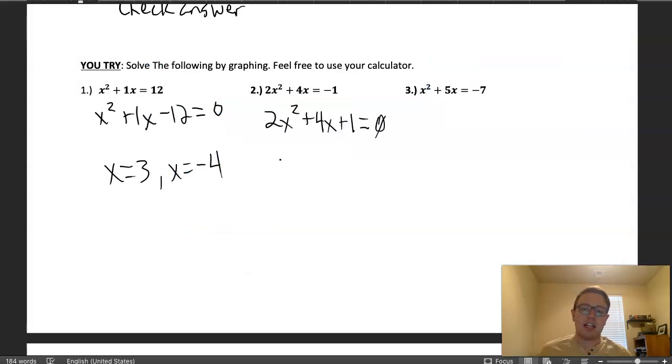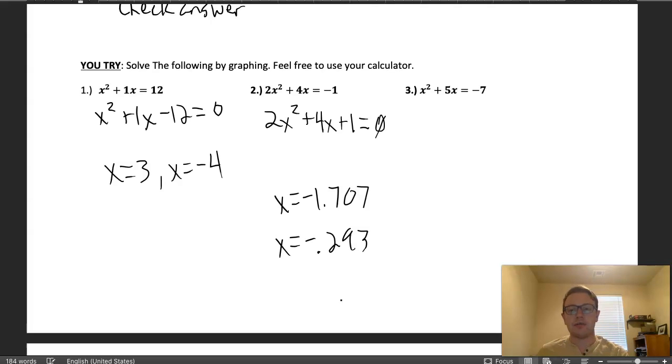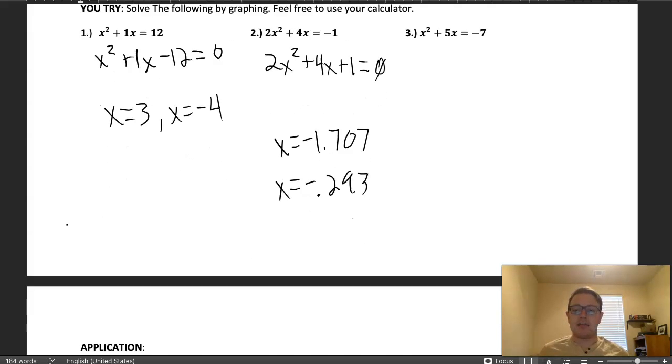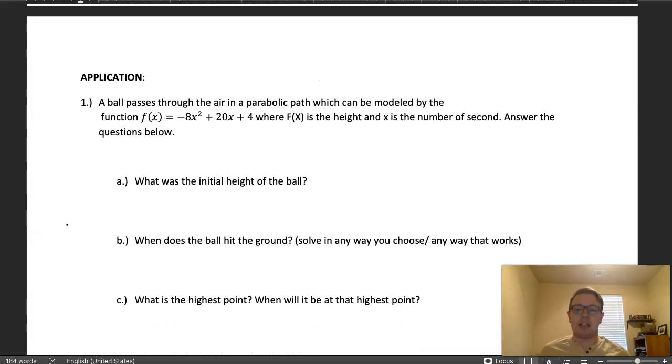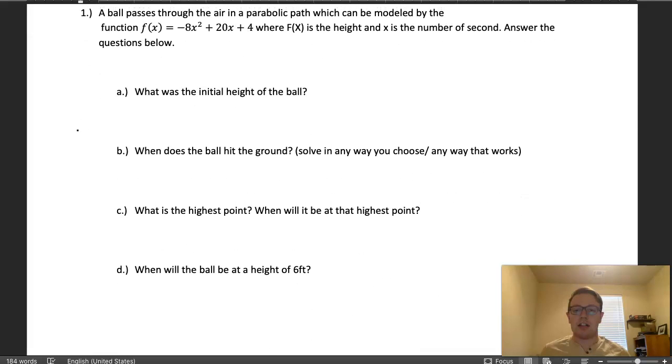We have x is equal to minus 1.707, and we have x is equal to minus 0.293. Those are our solutions. All right, let's tie it up with a little bit of an application problem as well.